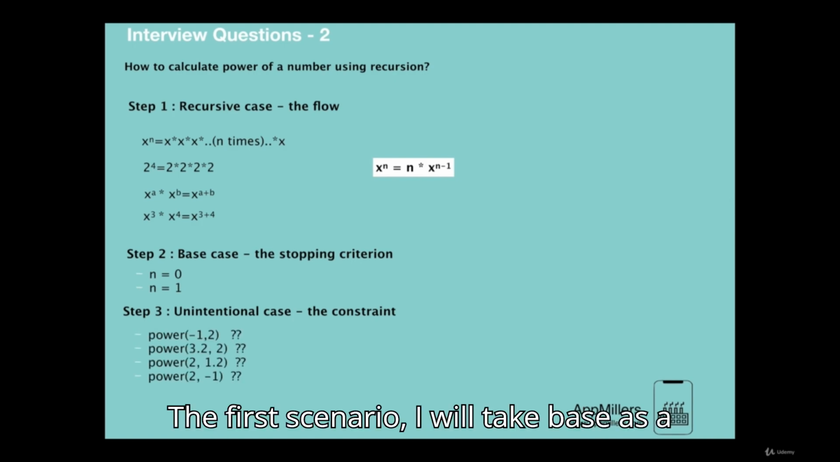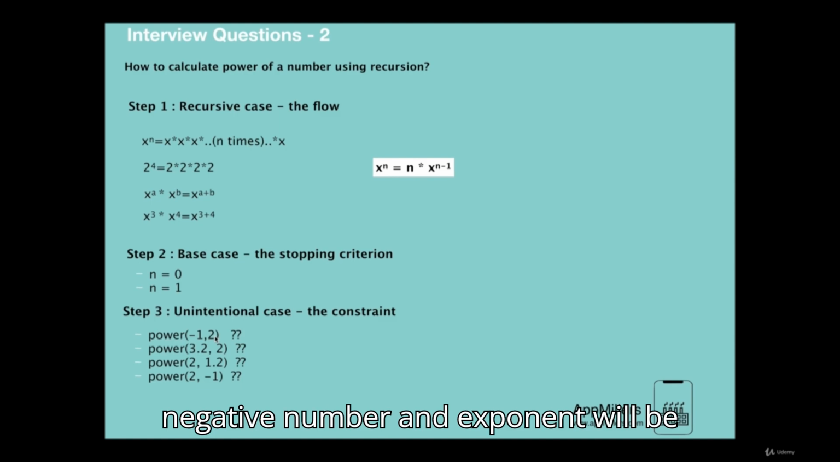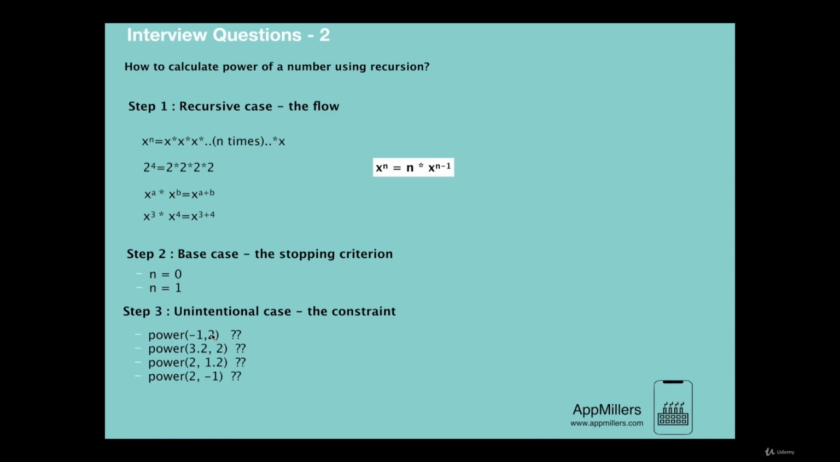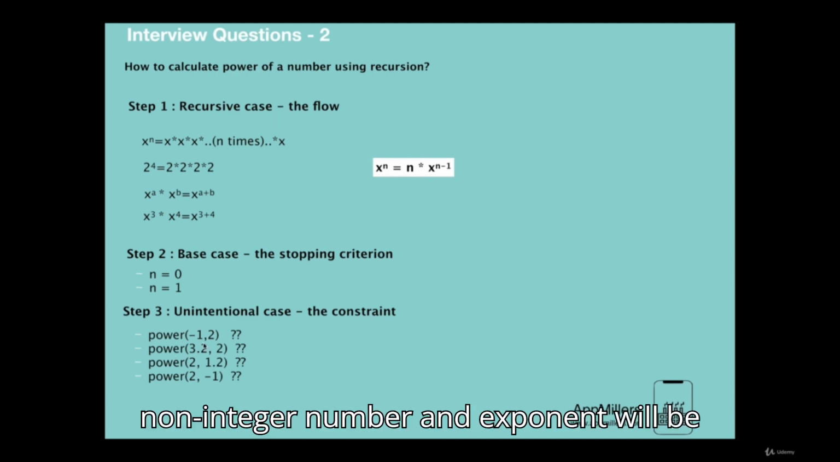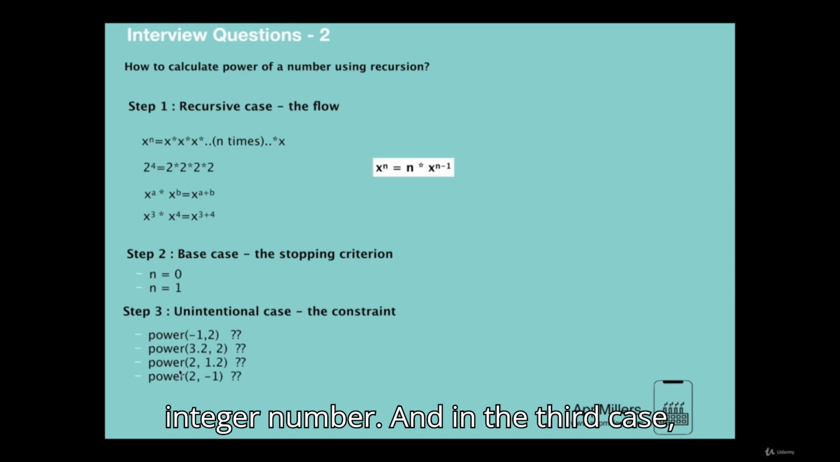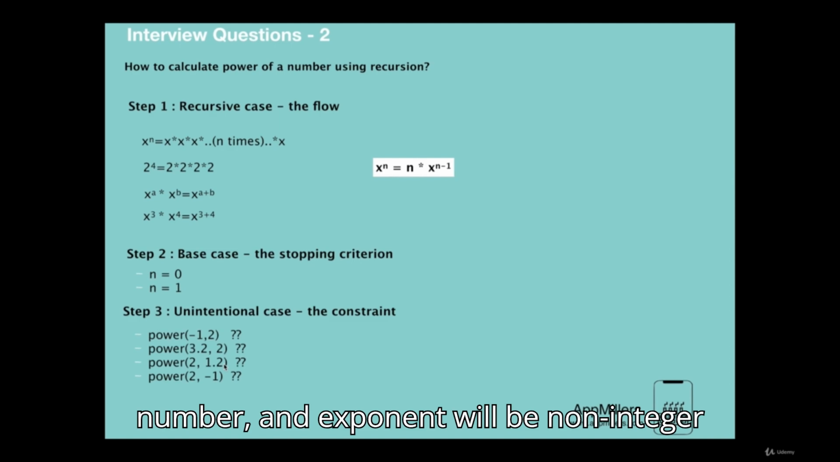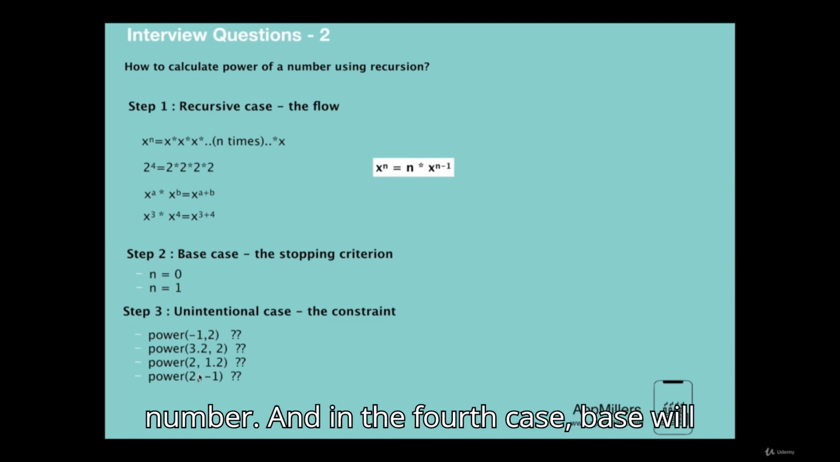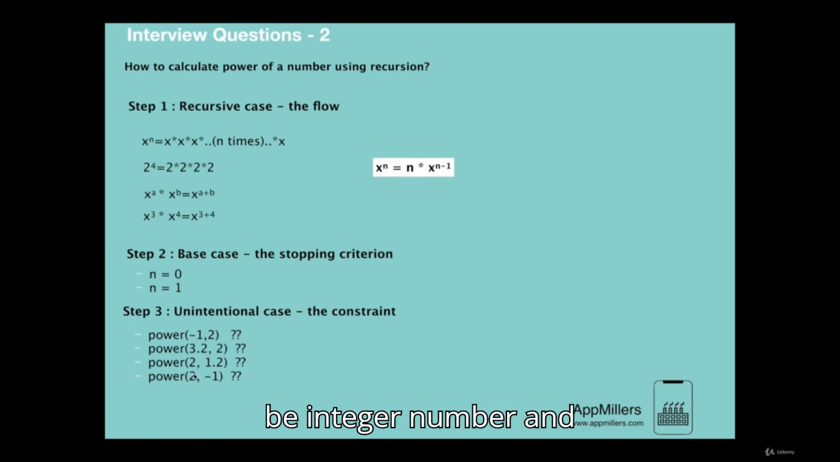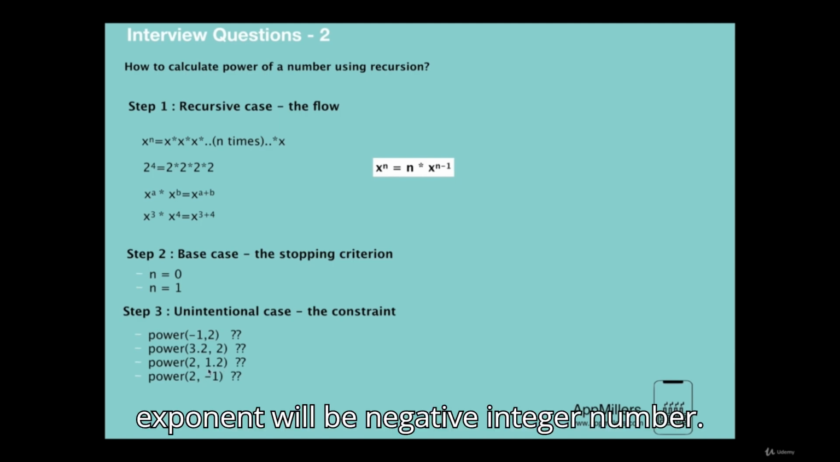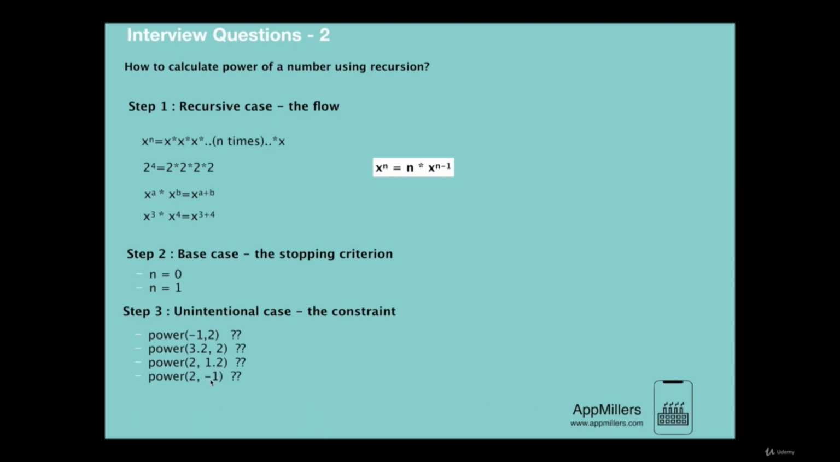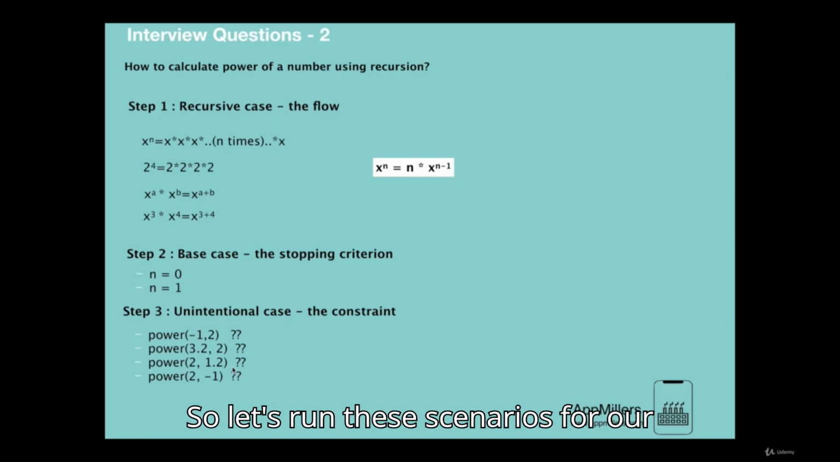In the first scenario, I will check a base as a negative number and the exponent as a positive integer number. In the second case, I will check a non-integer base and an integer exponent. In the third case, the base will be a normal integer number, and the exponent will be a non-integer number. And in the fourth case, the base will be an integer number and the exponent will be a negative integer number. So let's run these scenarios for our function and see what's happening.